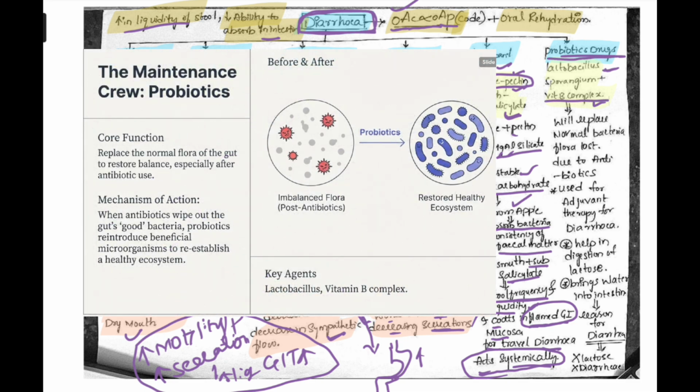Coming to the probiotics, which are Lactobacillus sporogenes and vitamin B complex. They replace the normal bacterial flora lost because of antibiotics. This replaces the normal bacteria present in our GIT, and is used as adjuvant therapy for diarrhea. It helps in the digestion of lactose, which is responsible for bringing water into the intestine. So the reason for the diarrhea is the lactose. When this lactose is eliminated, the diarrhea can be eliminated. It mainly decreases the liquidity.